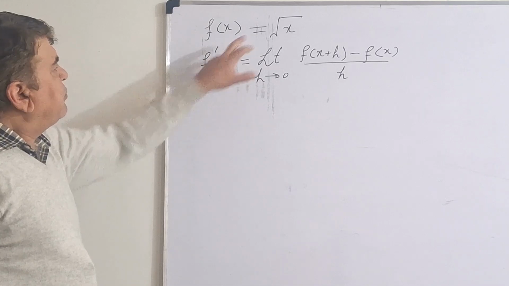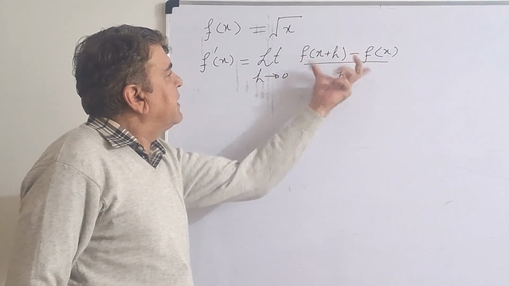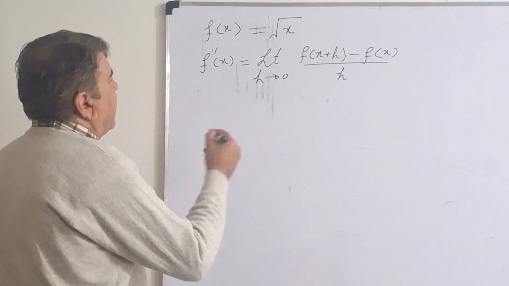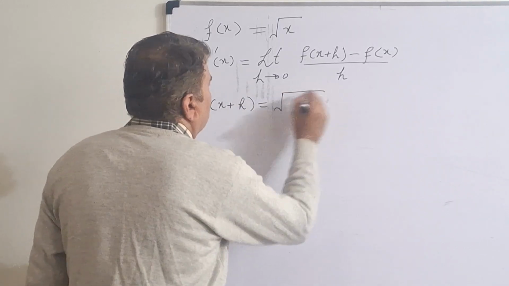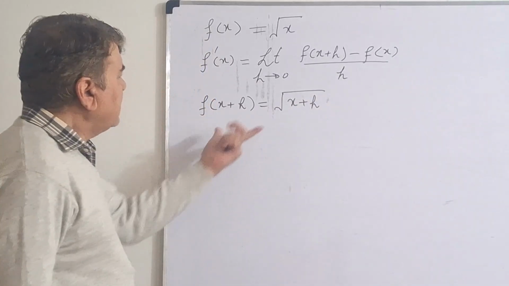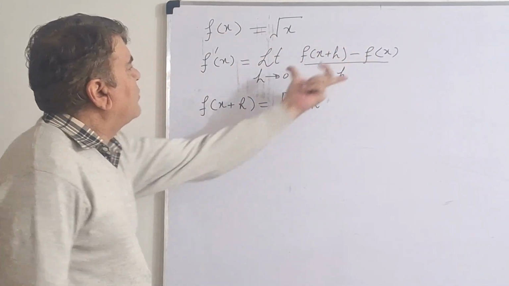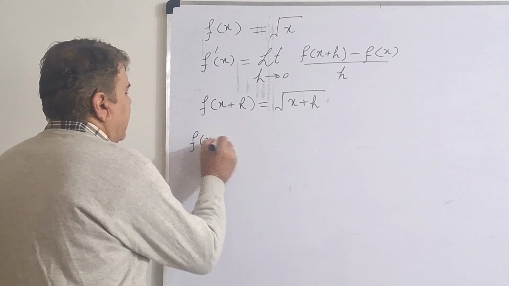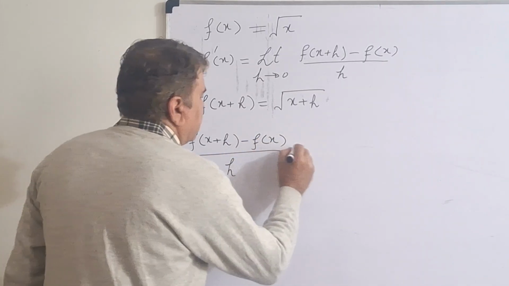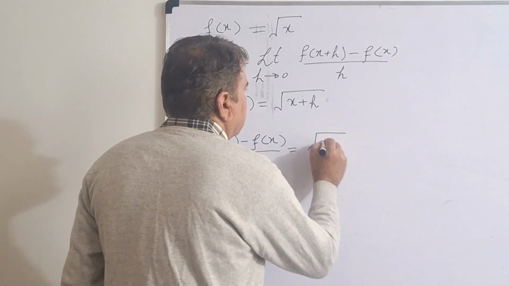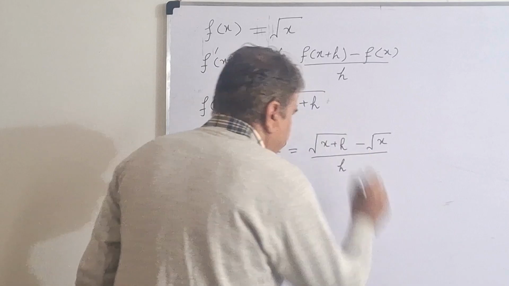So in order to find the derivative of this function, I first need to find f of x plus h, and then I want to substitute the value into this part of the definition. So I can write f of x plus h, in fact, equals square root of x plus h. Now, I want to use the value of this in this position and this at this position and find this thing. So I can write f of x plus h minus f of x divided by h equals square root of x plus h minus square root of x divided by h.